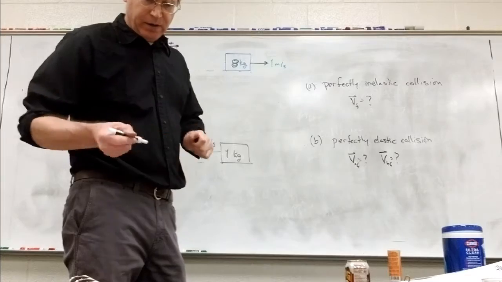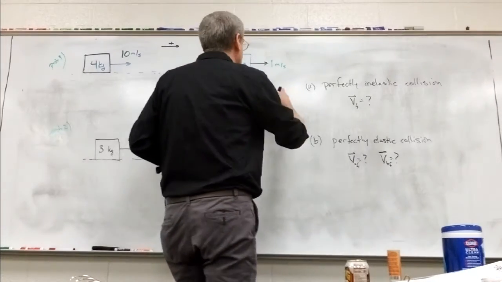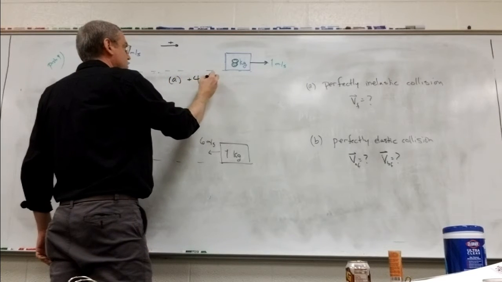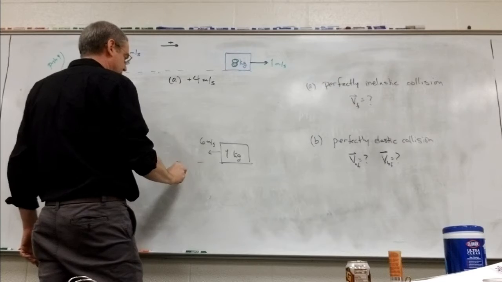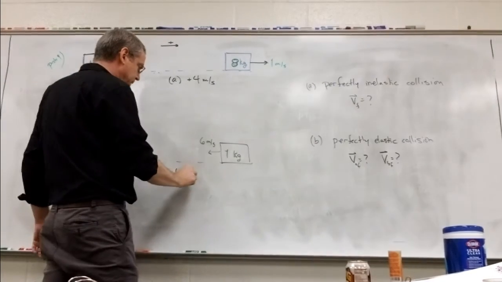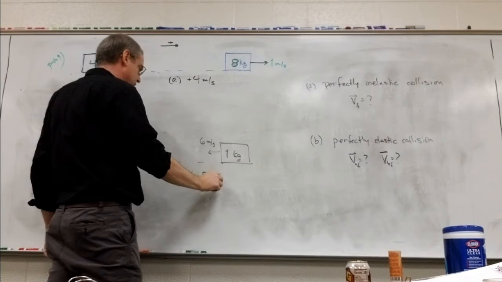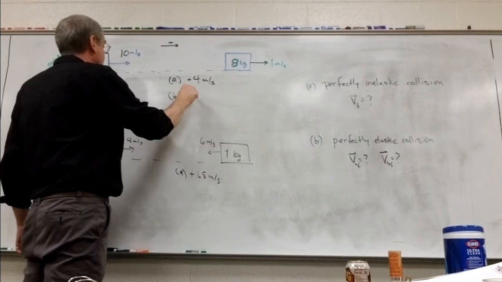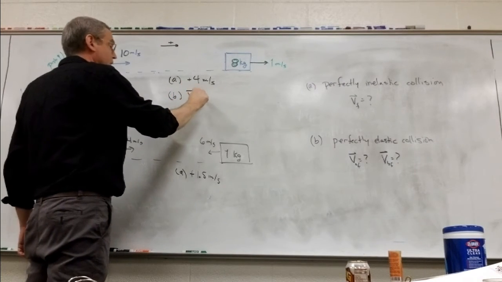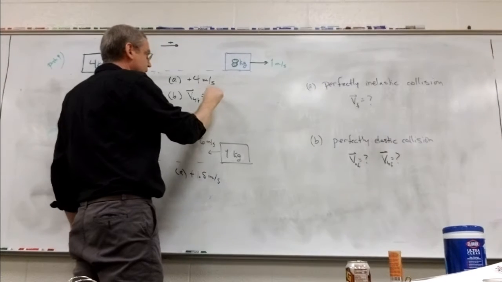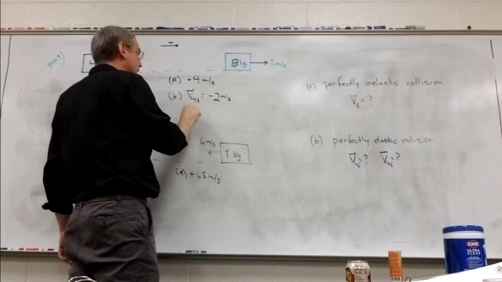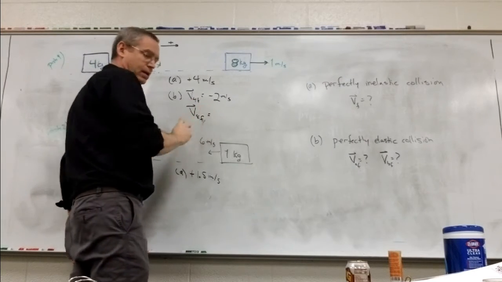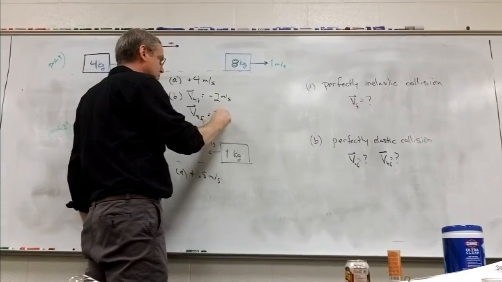The answers are, for this one right here, the answer to A is positive 4 meters per second. And the answer for A down here is positive 1.5 meters per second. The answer for B, here, the final velocity of the 4 kilogram mass is negative 2 meters per second, and the final velocity of the 8 kilogram mass is 7 meters per second.